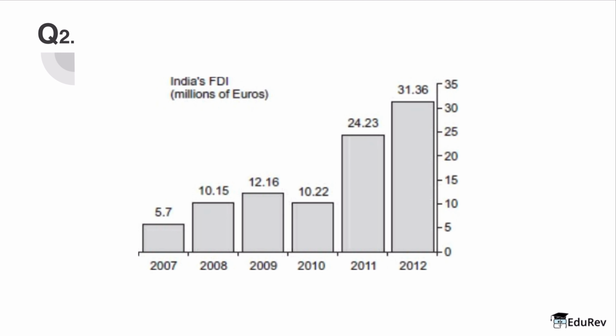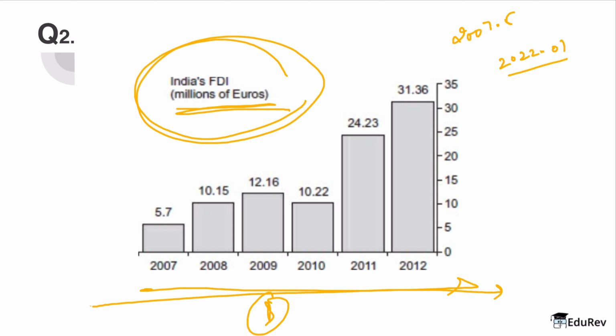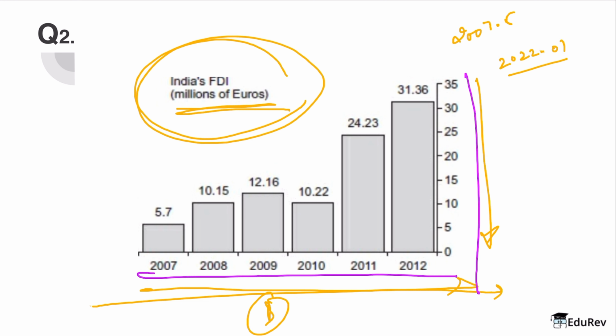So next question is this. This is India's FDI in millions of euros. Okay. So this is the year 2007, 8, 9, 10, 11, 12. Again, this is discrete because there cannot be any year 2007.5 or in fact 2022.01, as I have told. Okay. And this is FDI in millions of euros. So the x-axis is given, the y-axis is given, and the whole interpretation is basically provided.